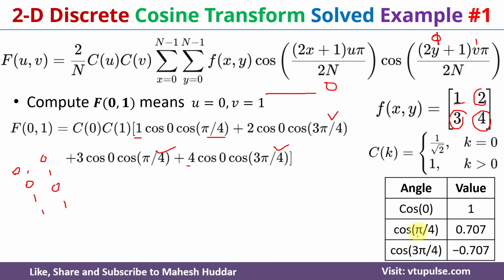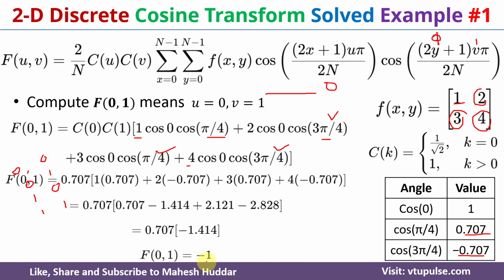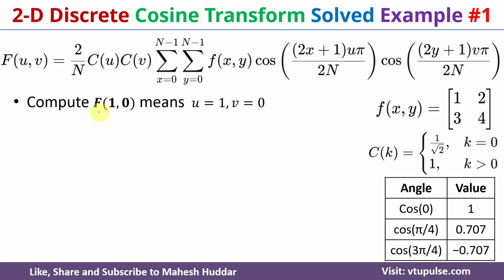So cos pi by 4 is 0.707 and cos 3 pi by 4 is minus 0.707. So once you put these values and once you do the calculation, we will get f of 0, comma 1 is equal to minus 1. Next, we will go for computing f of 1, comma 0. It means in place of u, we need to put 1 value and in place of v we need to put a 0 value.